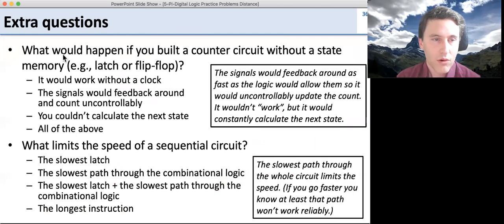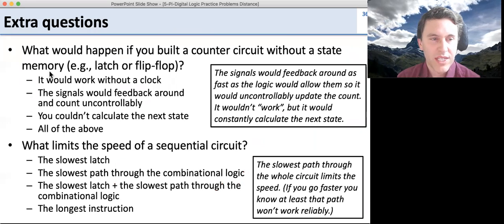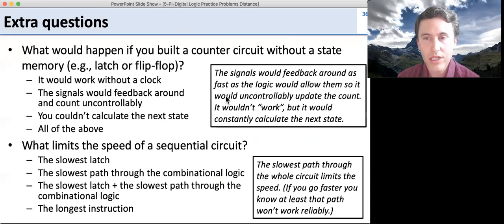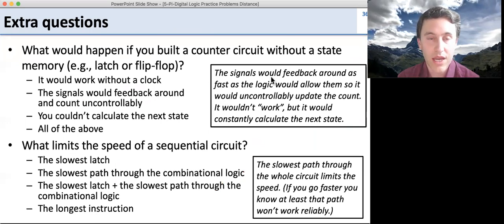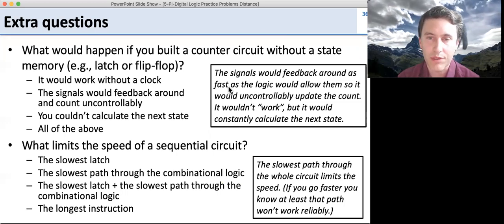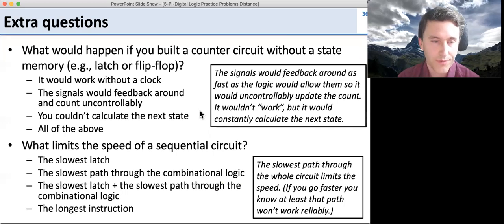Okay, what would happen if you built a counter circuit without a state memory? Well, if you did that, you'd have this circuit where you have the logic going around and around. And so imagine an adder where it just has its input as its output in 1. It would just flip as quickly as it can, and you wouldn't get any reasonable values. They'd be all mixed up depending on how fast the different parts of the adder were.